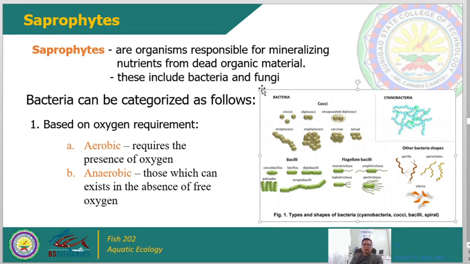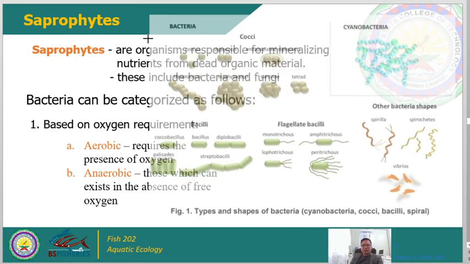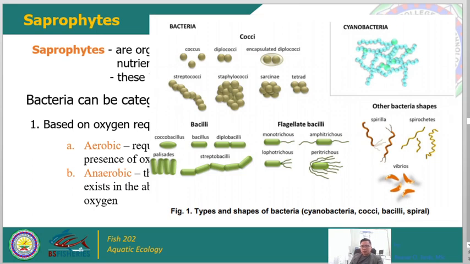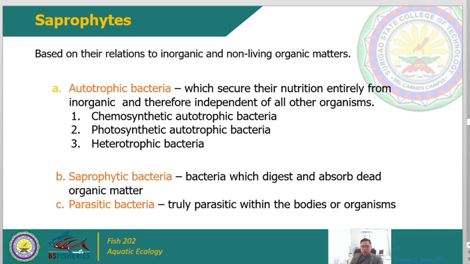So, if you look at their shapes, the bacteria are basically called coccus, diplococci, encapsulated diplococci, streptococci, staphylococci, sarcinae, and tetrad. So, staphylococcus has this shape, streptococcus, like this. And then some other bacteria like spirilla, vibrio, and some other forms of bacteria are in those forms, no? Those are their shapes. Okay? So that is for saprophytes or the organisms that decompose organic materials.